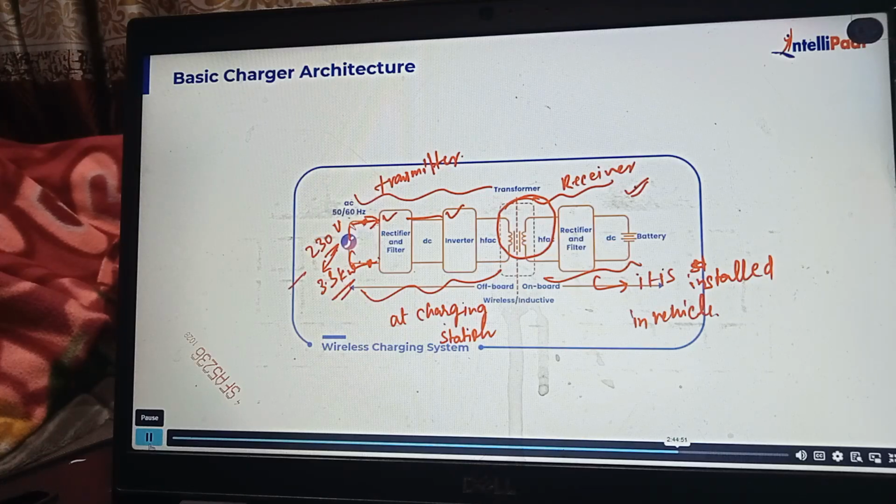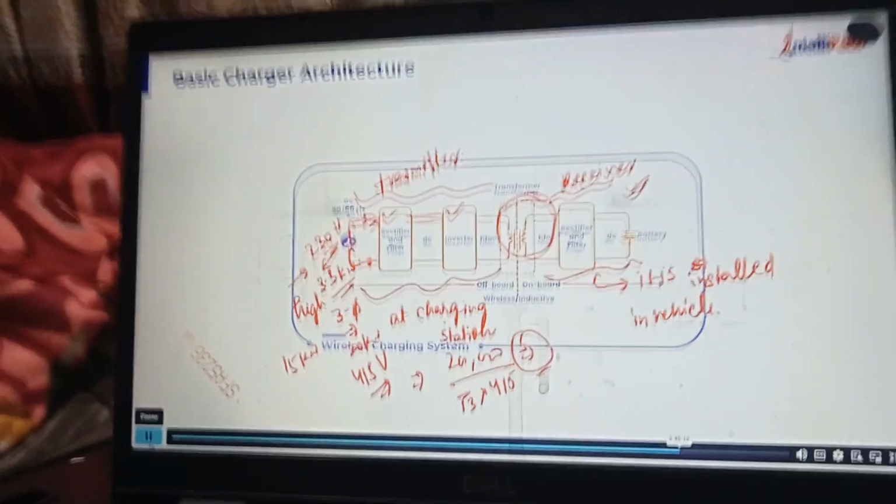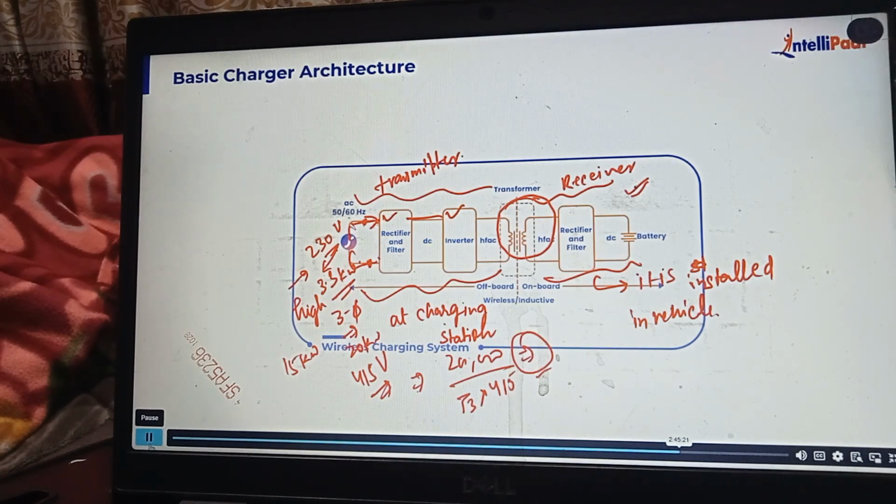If you have a higher side like a three phase supply, it can give you some flexibility. You can design a 15 kilowatt charger or a 20 kilowatt charger, and you can choose a 415 volt grid, right? So you can calculate the current like 20,000 divided by root 3 into 415. This would define the magnitude of current from the receiver end, from the transmitter end.